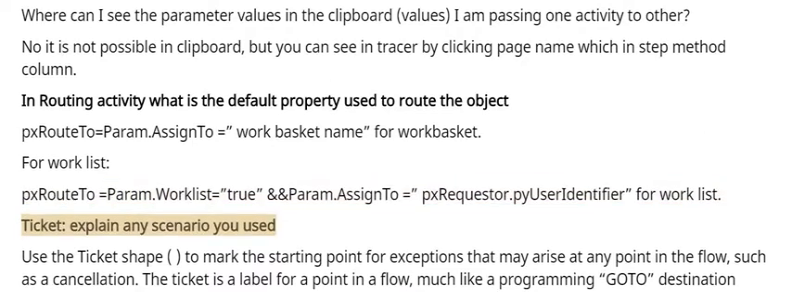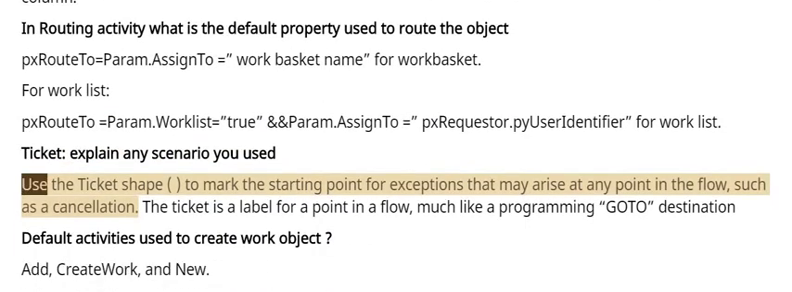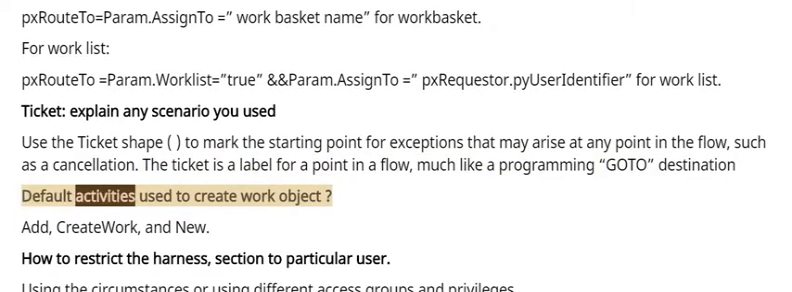Ticket: explain any scenario where you used it. Use the ticket shape to mark the starting point for exceptions that may arise at any point in the flow, such as a cancellation. The ticket is a label for a point in a flow, much like a programming go-to destination.